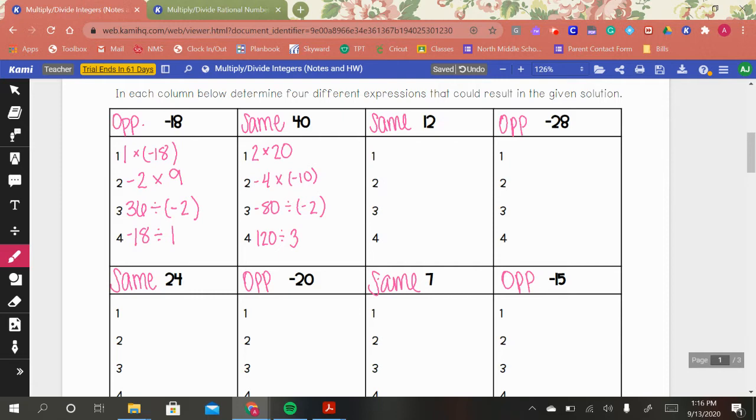All right, moving on to 12. Same signs again. I'm going to do -2 times (-6). And we can do 4 times 3. Okay.